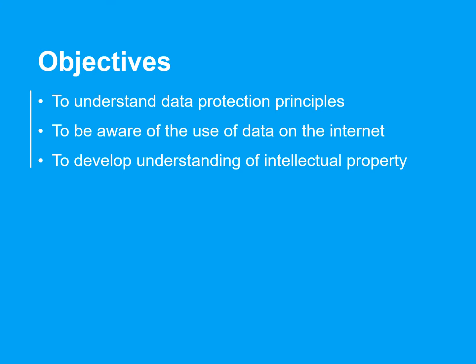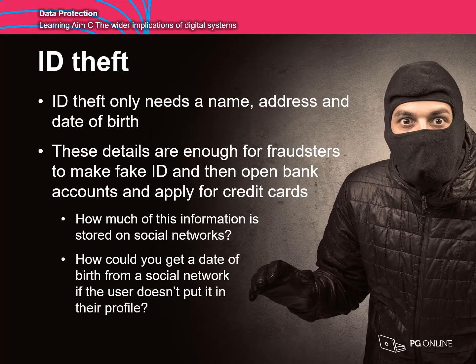We have three objectives for today. The first one is to understand the data protection principles. When we use the term principles, this means the rules that have to be followed. We then want to be aware of the use of data on the internet. And finally, we're going to look at how we can understand what intellectual property is and all the key terms that are applied.